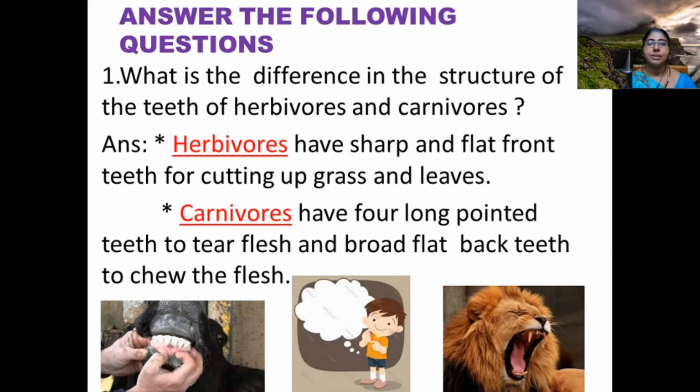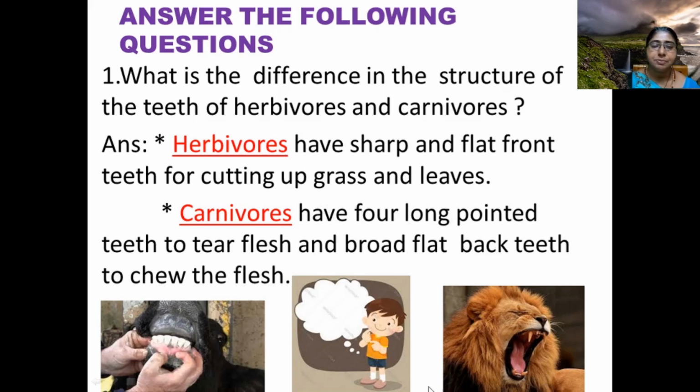Next, based on this lesson, we can do some question answer. One is, what is the difference in the structure of the teeth of herbivores and carnivores? Look here. In this picture you can see the buffalo. It is a herbivore. See the teeth of herbivores. It has sharp front teeth to cut grass and leaves. So we can say that they have sharp flat front teeth for cutting up grass and leaves.